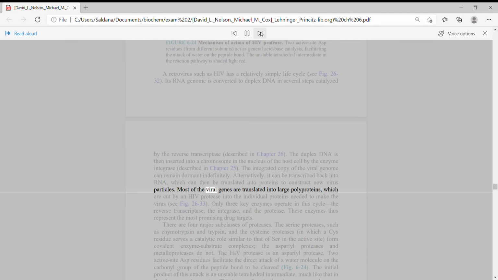Most of the viral genes are translated into large polyproteins, which are cut by an HIV protease into the individual proteins needed to make the virus, see Fig. 26-33. Only 3 key enzymes operate in this cycle: the reverse transcriptase, the integrase, and the protease.